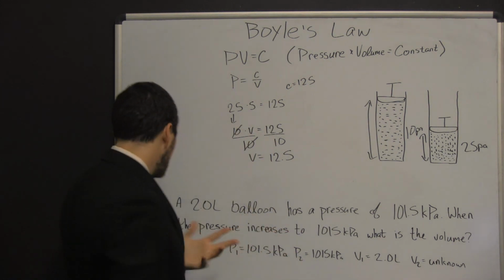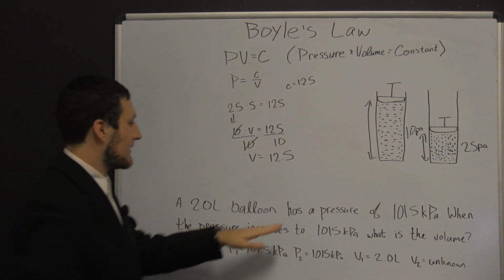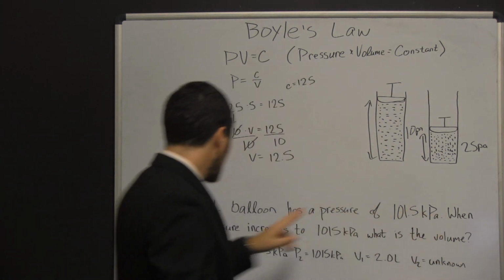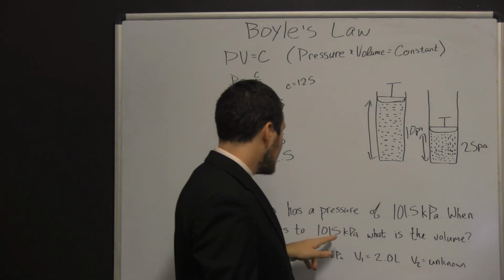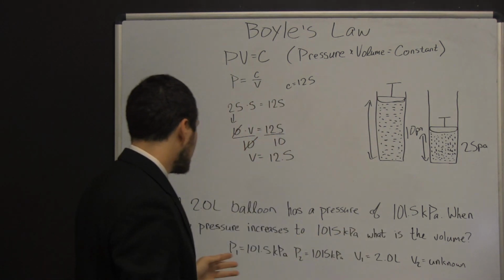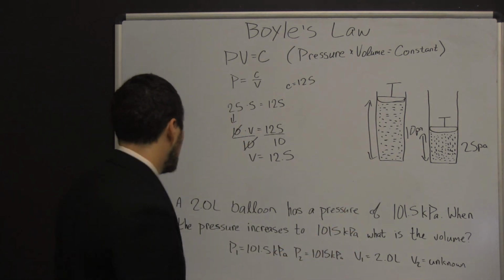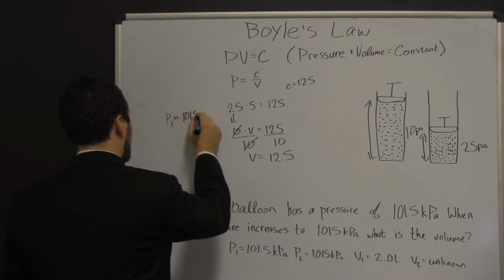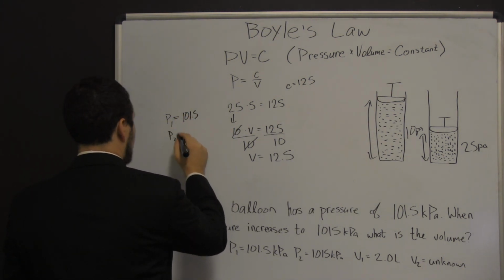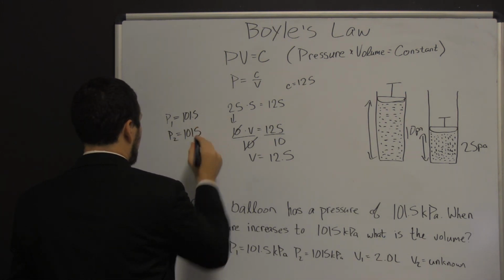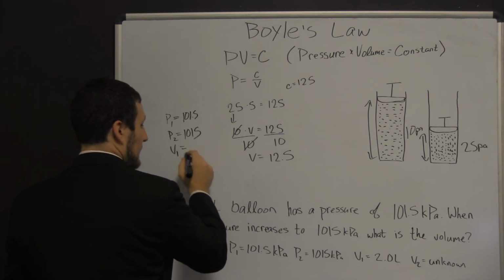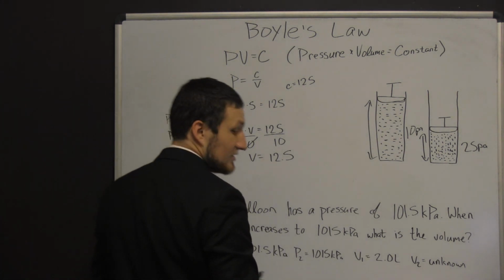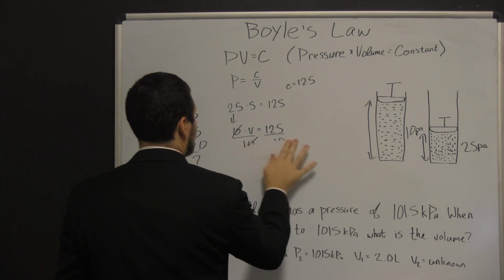Now, to use that in an example, we have an example down here. A 2-liter balloon has a pressure of 101.5 kilopascals. When the pressure increases to 1,015 kilopascals, what is the volume? So we have a P1. We have our pressure 1 is equal to 101.5. Our P2 is equal to 1,015. Our volume 1 is equal to 2.0, and our volume 2 is what we don't know. So that's what we're shooting for, to figure out our second volume.